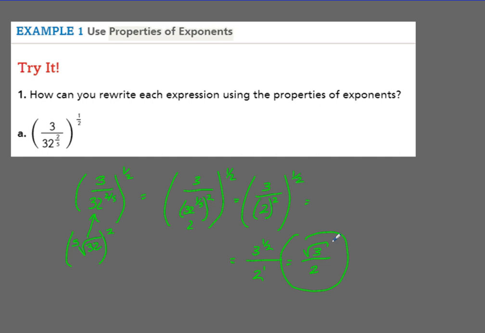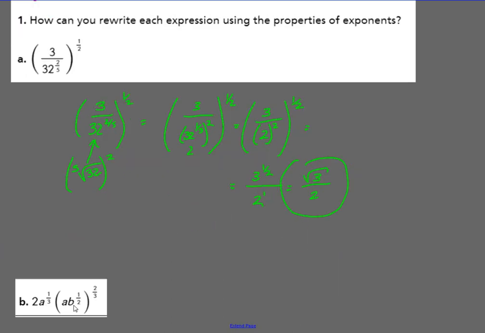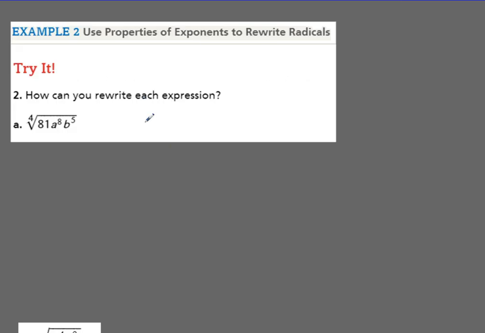All right. Long example because it had a lot of different steps. We'll do part B in class next time I see you. How can you rewrite this expression in example 2? It's the 4th root of 81 a to the 8th b to the 5th. Now, we've done this one multiple times, something very similar.